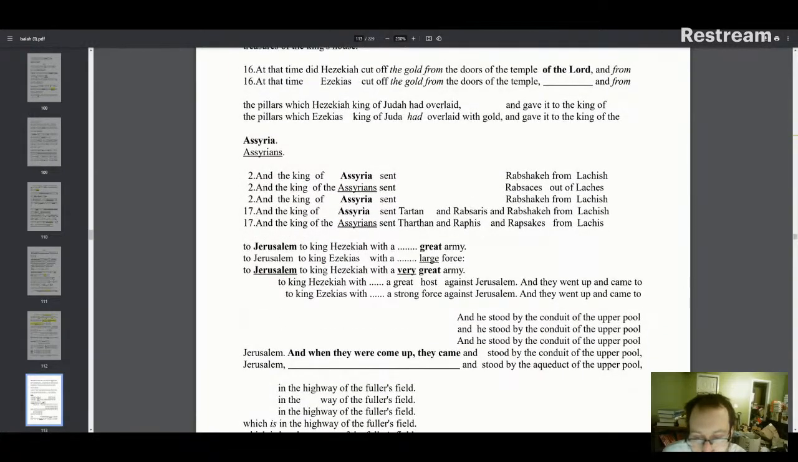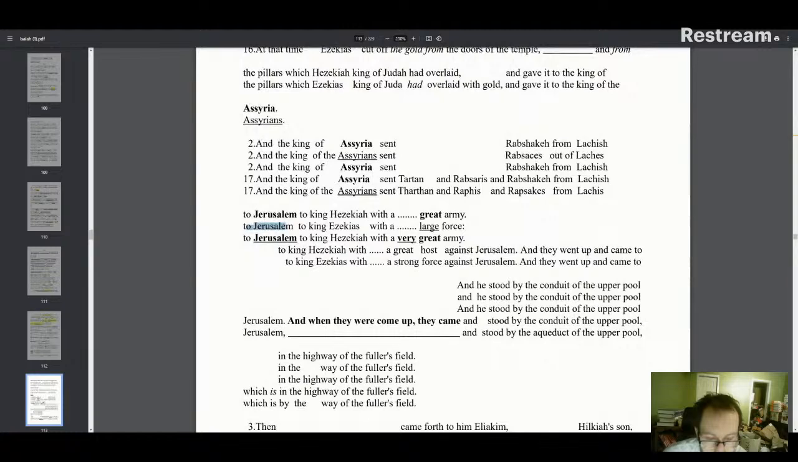Okay, so now we go back to having all 5. The first 3 are Isaiah, the last 2 are 2 Kings. And interestingly, Isaiah does not say Tartan and Rab-saris, but Second Kings does. So this is an extra thing, not in Isaiah. Then we have "to Jerusalem," not in second. Oh, actually, Jerusalem's right here. Again, different word order.